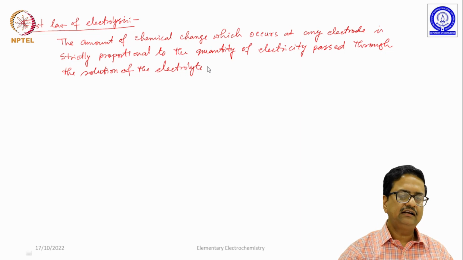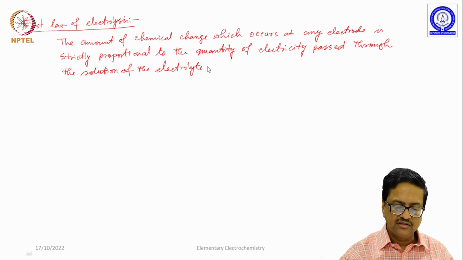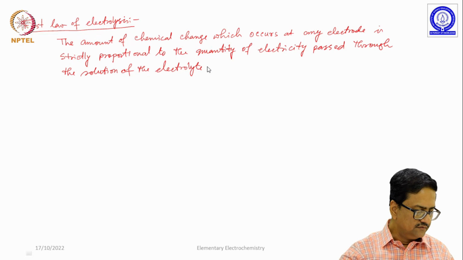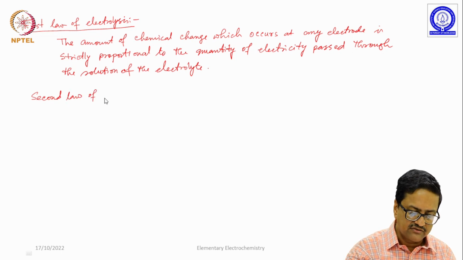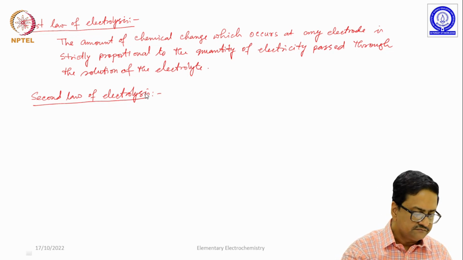Which essentially means that if you pass more amount of electricity, a more amount of chemical change will take place and more amount of the corresponding electrolyzed product will be formed. With less amount of electricity passed, the amount of final product will be less. The second law of electrolysis talks about the relative quantity of the substances generated.